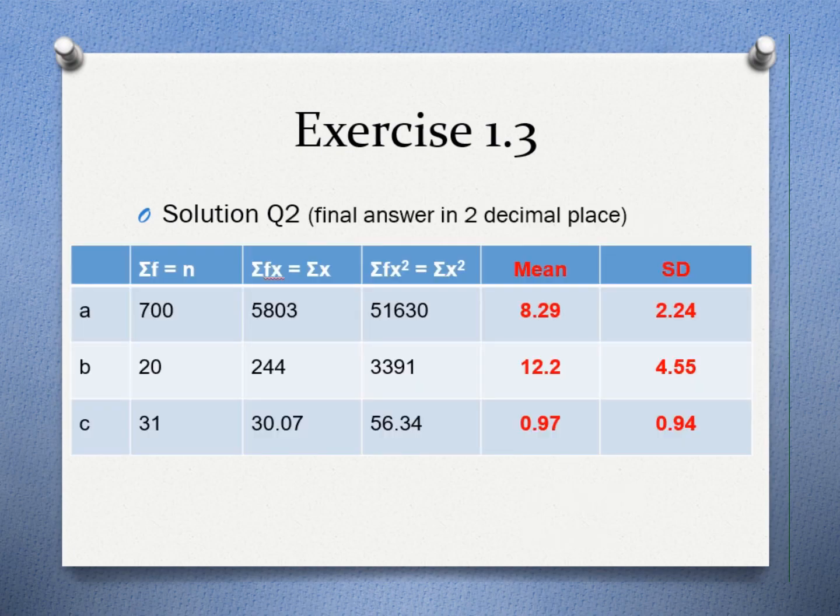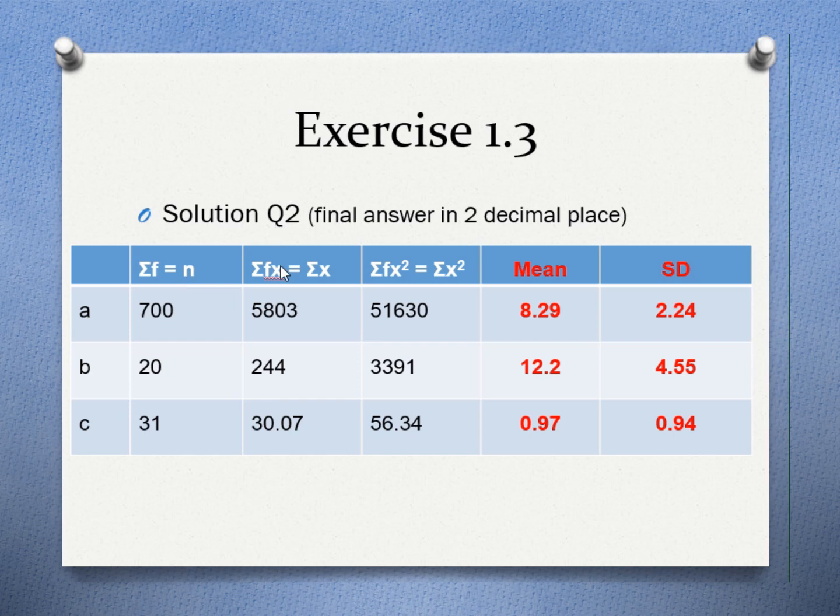Okay, so now if you look at question 2, which is on page 29, I think, or page 30. I can't see it clearly here, but it's about there, which is this question 2 for 1.3. For this, sigma f is the same as n, as you can see in my slide. What is sigma f? Total frequency. What is total frequency? It is your n.